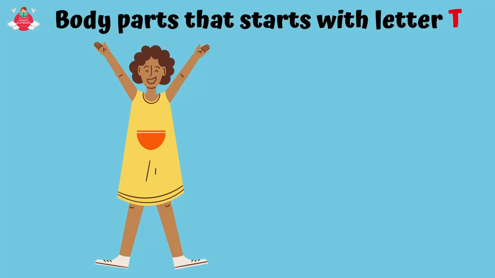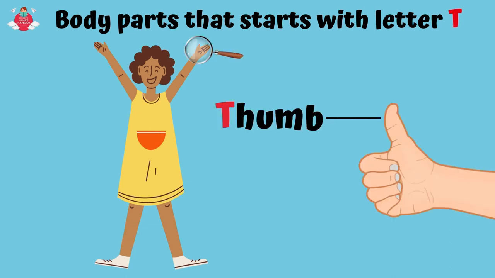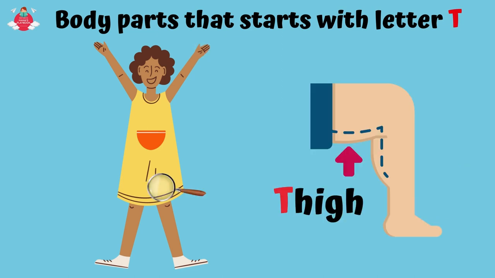There are three more body parts that start with letter T. Can you guess what they are? Thumb. T for thumb. Thumb is the short, thick finger on the side of your hand that makes it possible to hold and pick things up easily. The other body part that starts with letter T is thigh. Thigh. T for thigh. Thigh is the part of a person's leg above the knee.